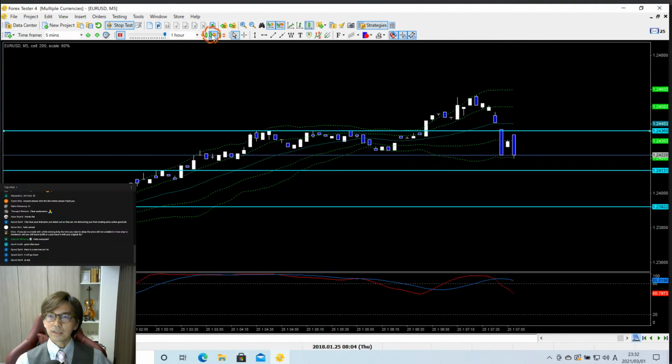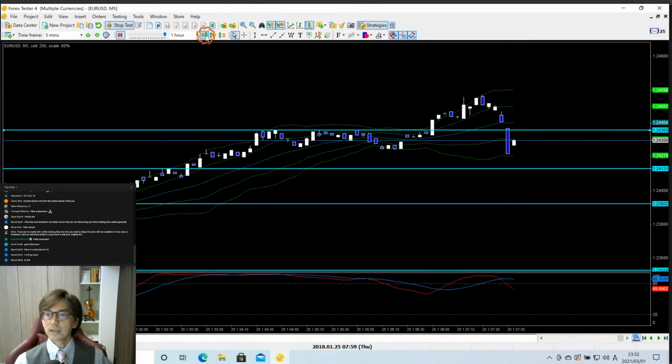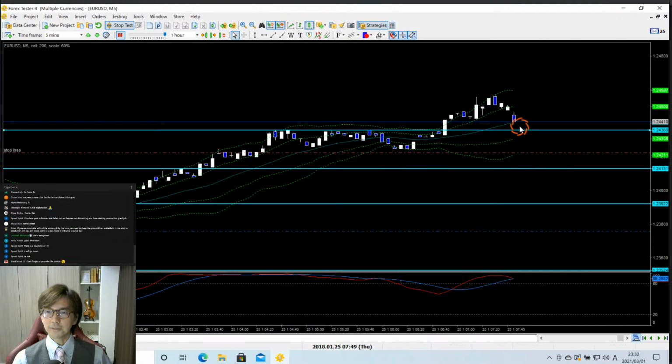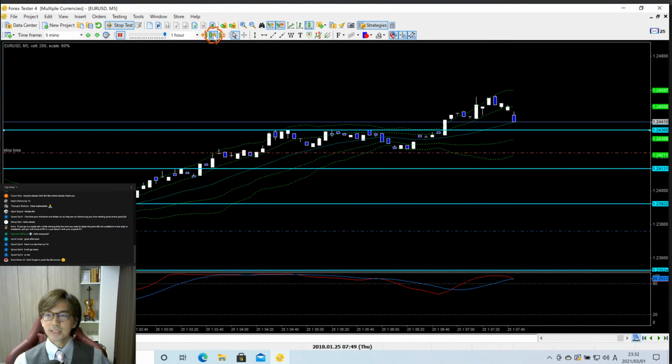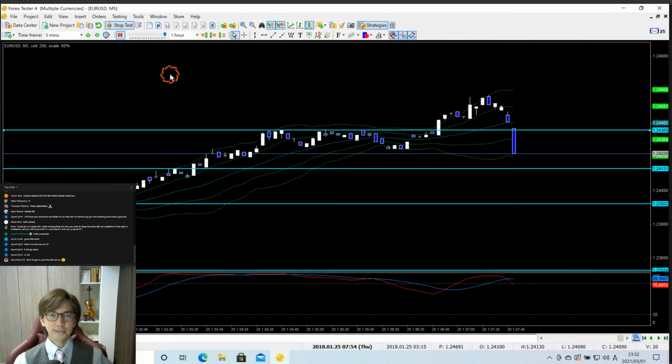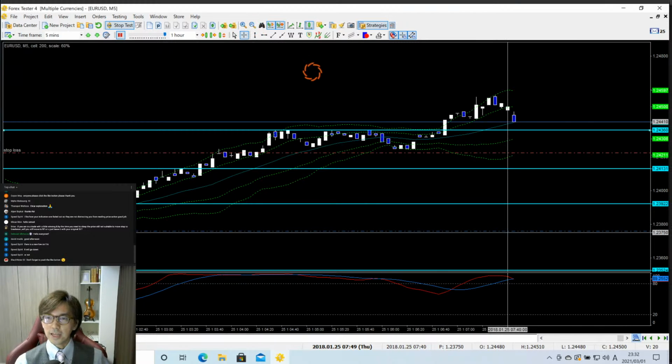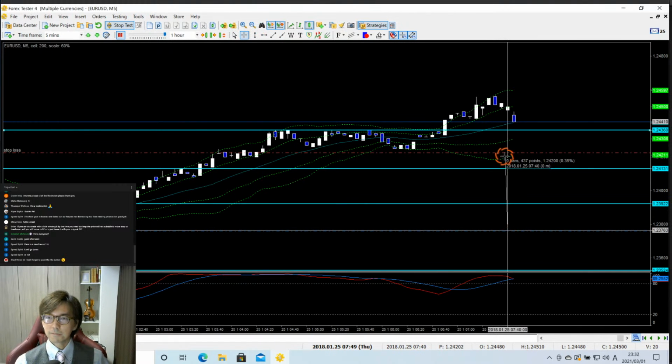Let's see. Okay, so the market went backwards if you saw it. The market went all the way down. On this next candlestick, it went downwards and it took my stop loss. So in this case, I take profit of 46 pips and exit the trade.